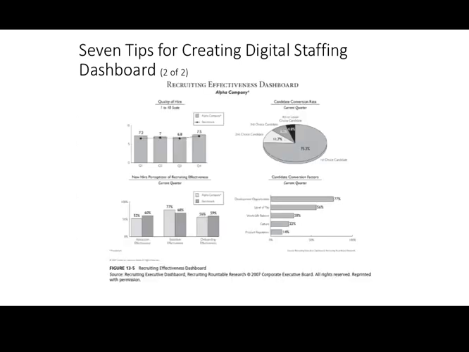Figure 13.5 gives you a really great idea of what a recruiting effectiveness dashboard looks like. You're going to look at the quality of the hires and how the quality of the hires has changed over time. You want to look at your candidate conversion ratio. How many of them do you get to convert to become full-time employees? And how many times were you able to get your first choice employee? On the lower left-hand box is new hire perceptions of recruiting effectiveness.